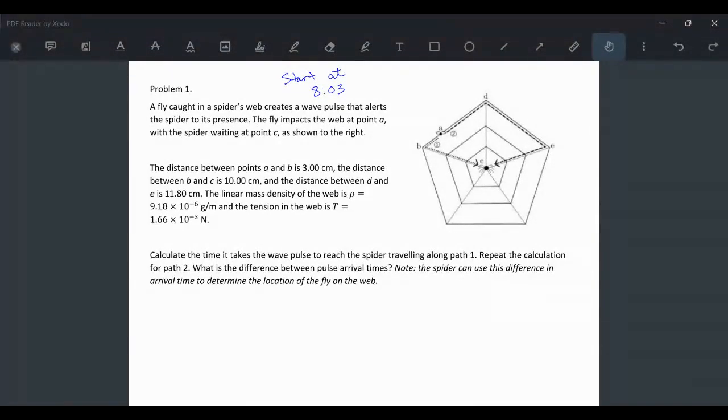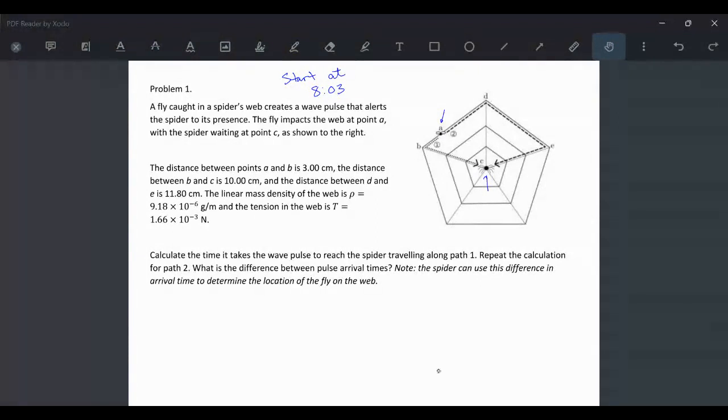Okay, so the first problem we have here says we have a fly caught in a spider's web, creates a wave pulse that alerts the spider to the presence. So it's kind of here at position A, and supposedly the spider is here in the middle of the web at what's labeled as position C.